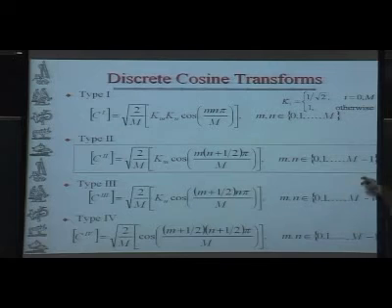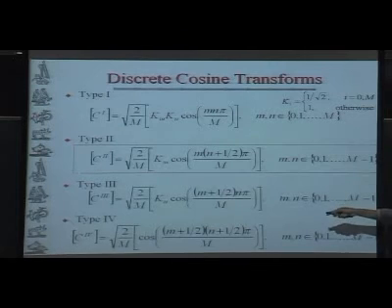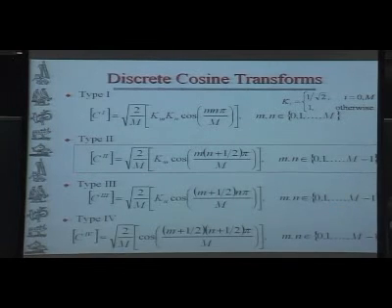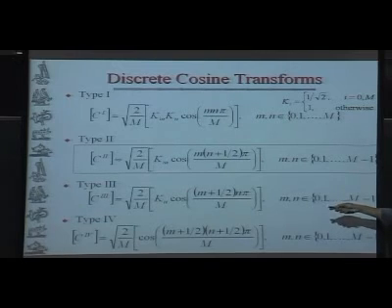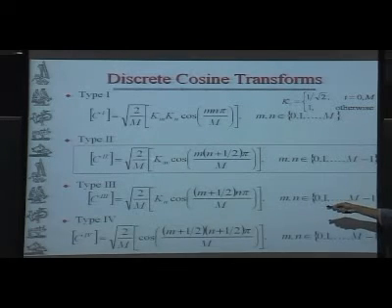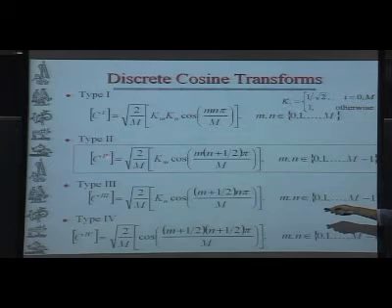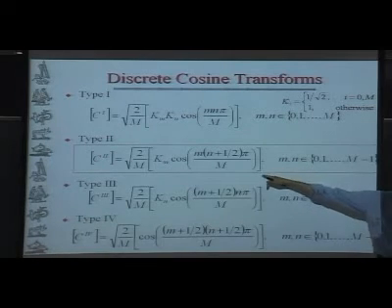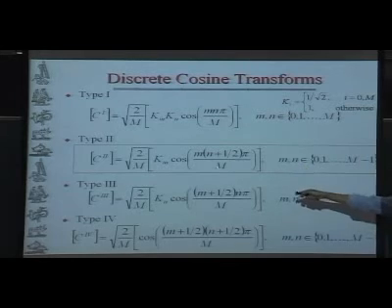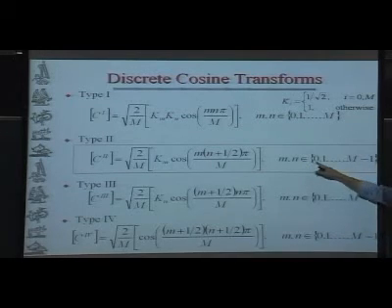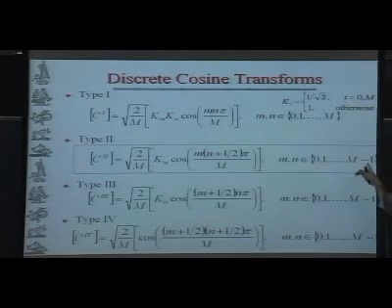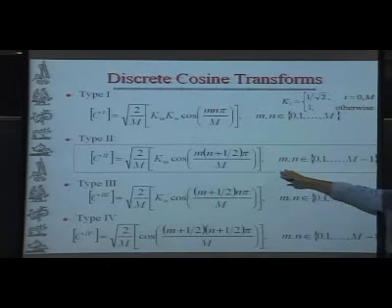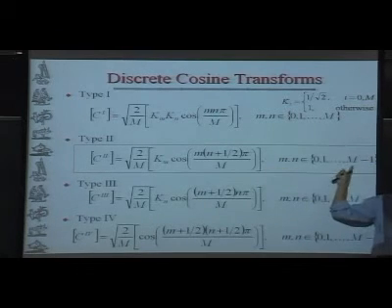This is the type 2 DCT. It's the type of transform being used in JPEG and MPEG. And this is the definition. The type 2 DCT matrix is this. The index of the matrix is m and n, and if you substitute m and n in, m goes from 0 to M minus 1, so this matrix has size large M.